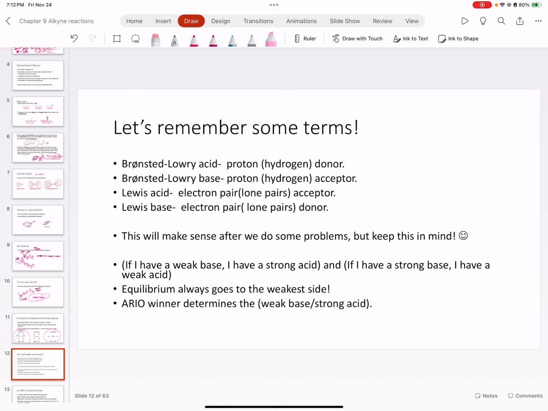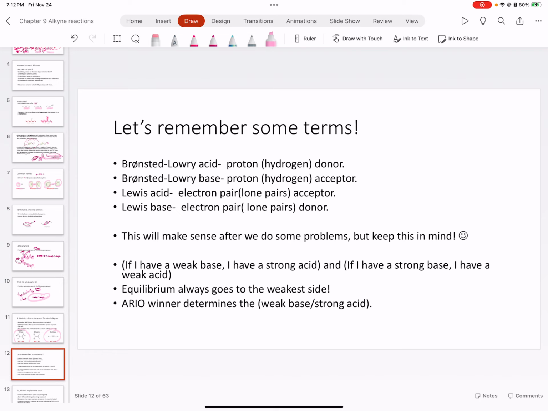So then we have Bronsted-Lowry acid. A Bronsted-Lowry acid is a proton donor. A Bronsted-Lowry base is a proton, or hydrogen, acceptor. A Lewis acid is an electron pair acceptor, and a Lewis base is an electron pair donor. This will make sense after we do some problems, but keep this in mind. So if I have a weak base, I have a strong acid, and if I have a strong base, I have a weak acid.